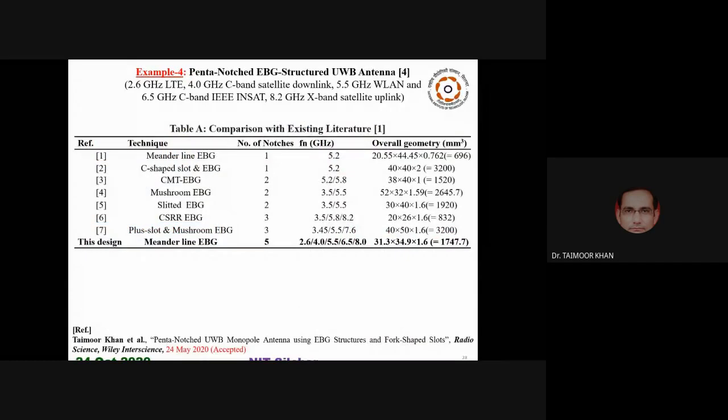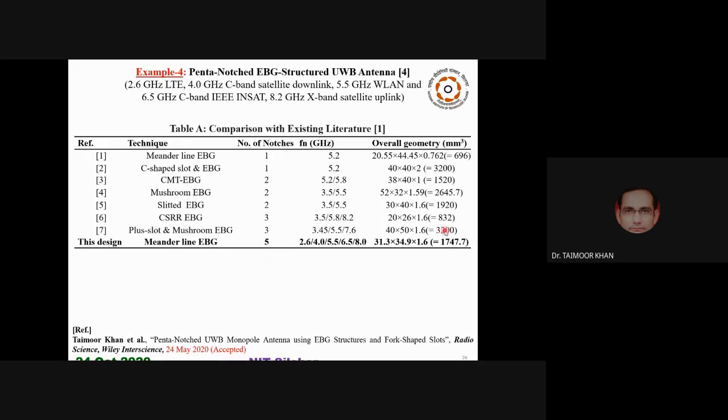These are some standard frequencies. If we compare this design with the existing literature, then ultimately, the number of stages, the number of notch bands, it is the first time that we have achieved five different notch bands in this proposed design.